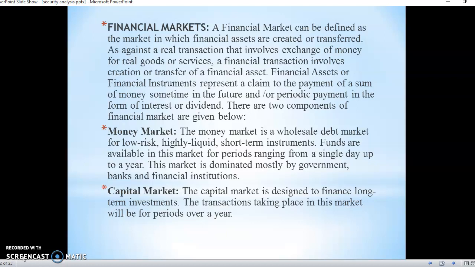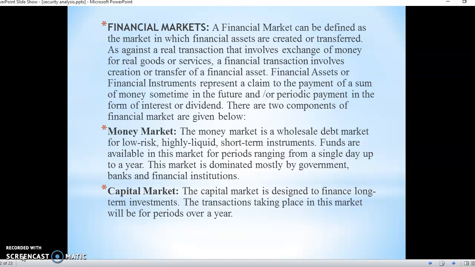The financial market is also a very important component of the whole financial system of the country. The financial system operates through a set of financial markets and institutions. The financial market is a place where financial transactions take place. It is just like any other market where there is a buyer and a seller, in the form of lenders and borrowers.